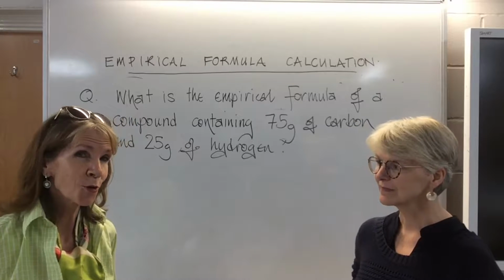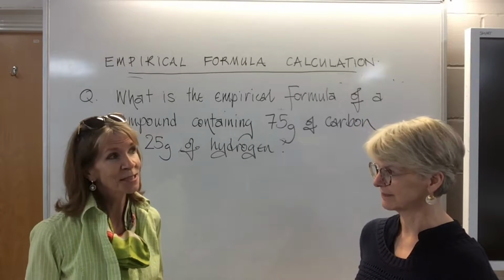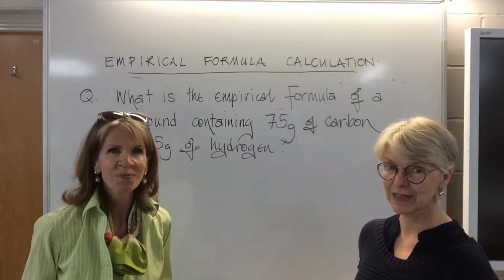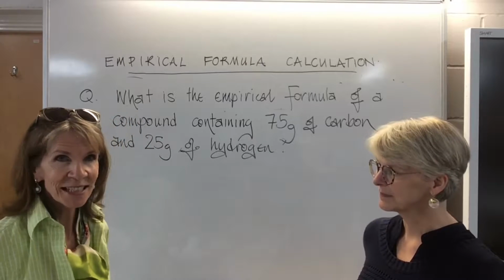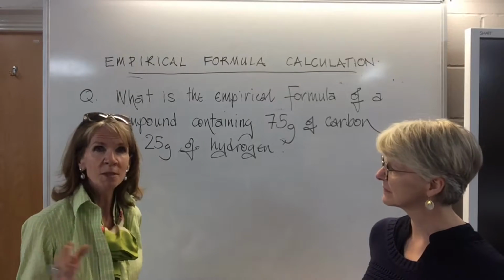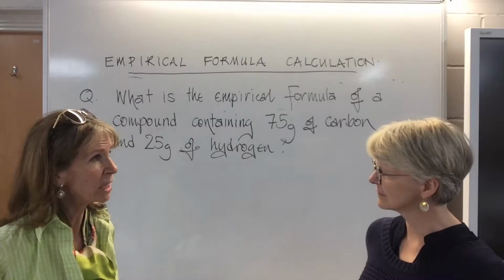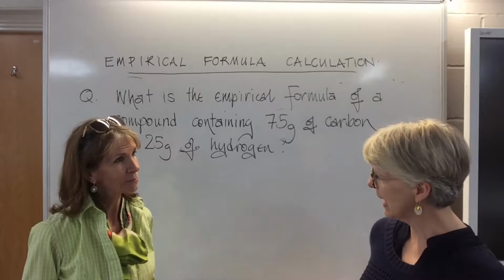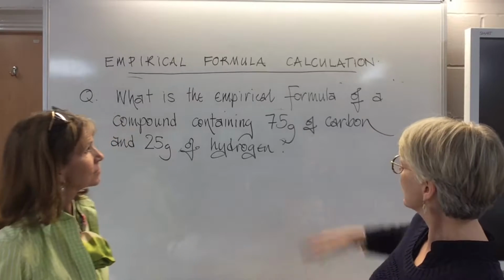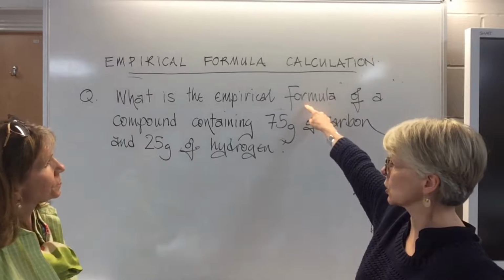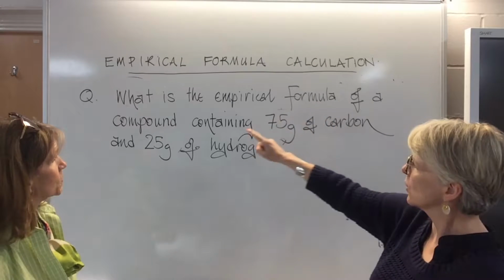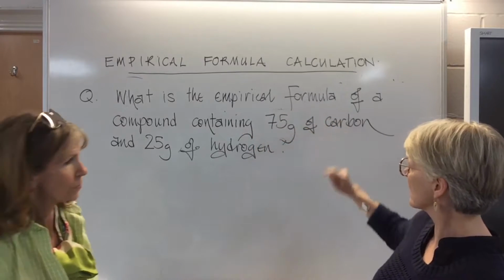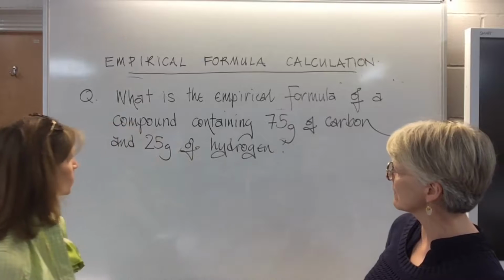Calculation on an empirical formula, and this is step 1. So this is a very straightforward one. Now the important thing is, when you do a calculation, you always must read the question properly and also extract information. So we've got, what is the empirical formula, so that's the first clue to what we're doing, of a compound containing 75 grams of carbon and 25 grams of hydrogen.